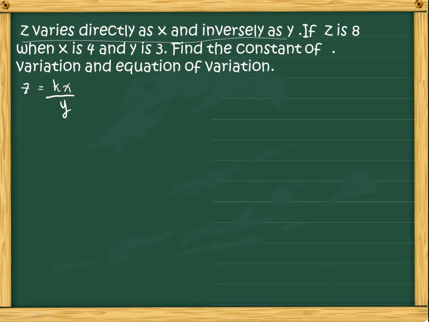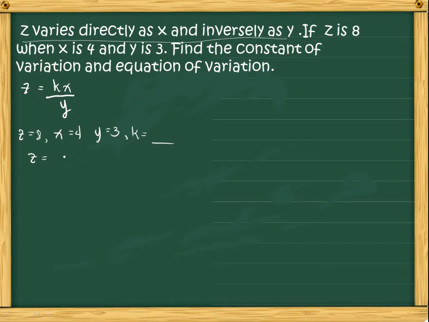Next, Z is equal to 8 when X is equal to 4 and Y is 3. The purpose of this second statement, Z equals 8 when X equals 4 and Y equals 3, is to find the constant of variation. So how are we going to find the constant of variation? We're going to use the equation.